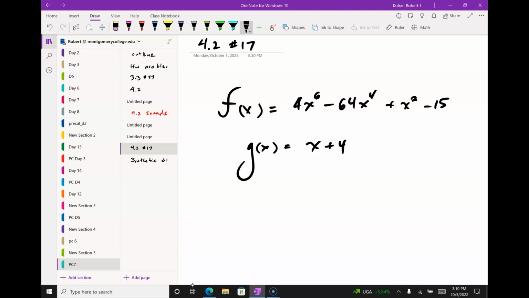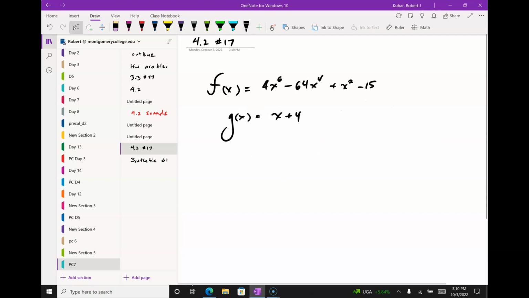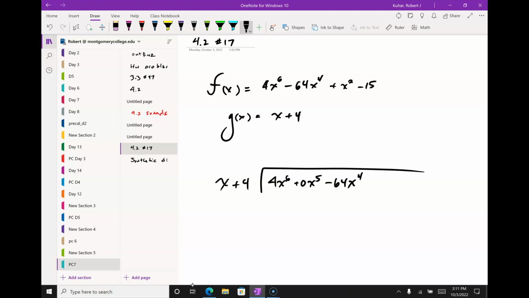What do you want to do? Long division or synthetic? Which one? Long, and let's do them both. Doesn't matter. So let's go x plus 4, long divide into 4x to the 6th plus 0x to the 5th minus 64x to the 4th plus 0x cubed plus x squared plus 0x minus 15.